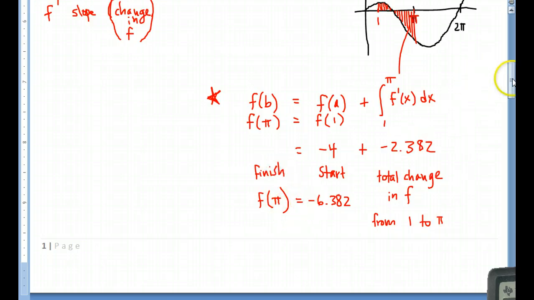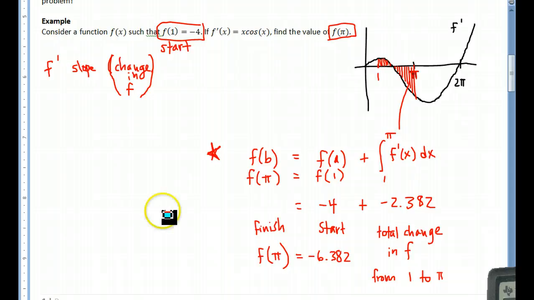Does the magic equation work for every single one? Yes. It always works. Okay. Any questions?